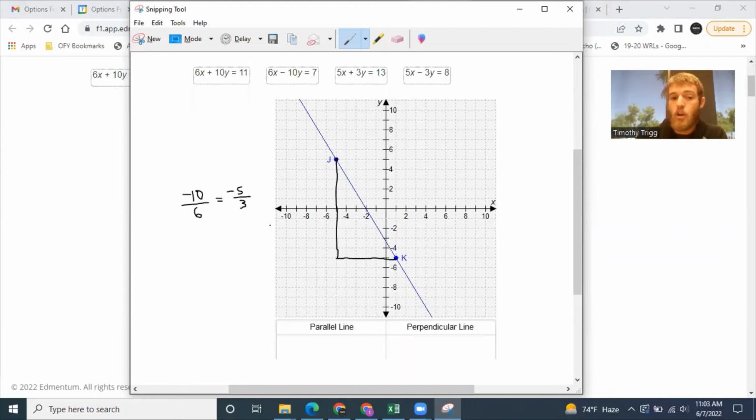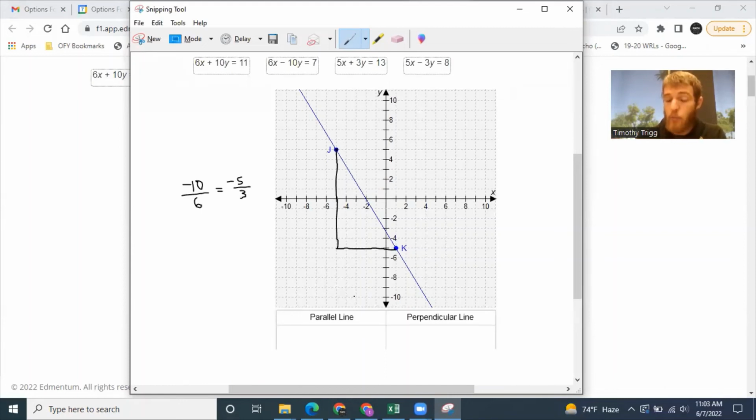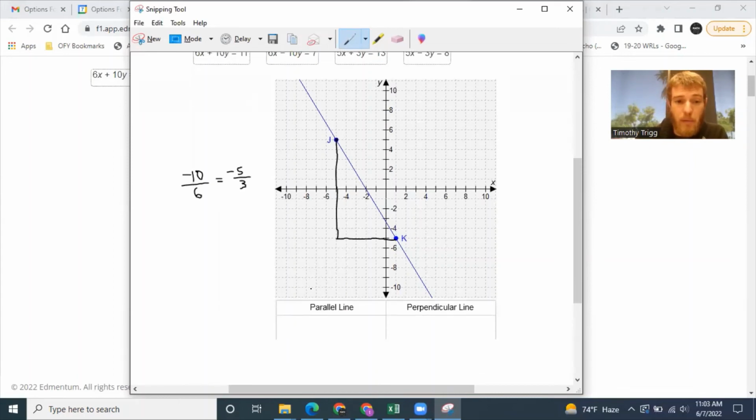So any parallel line would have to have the same slope. So of these equations, we're looking for parallel lines. So any line that has a slope of -5/3 would be parallel.